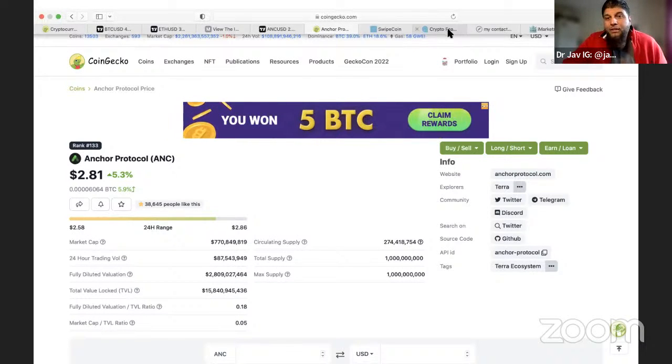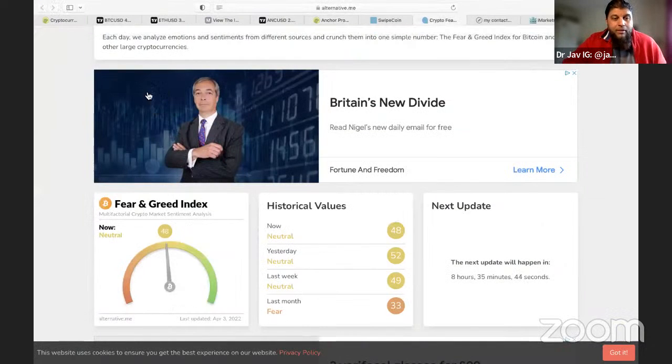Currently, the market, we have a fear and greed index, as you can see here, and currently it's stating as neutral. Last week, this was actually a little bit higher than it is today.